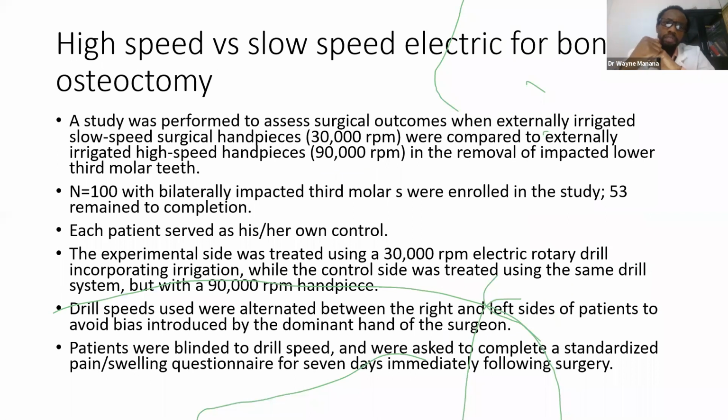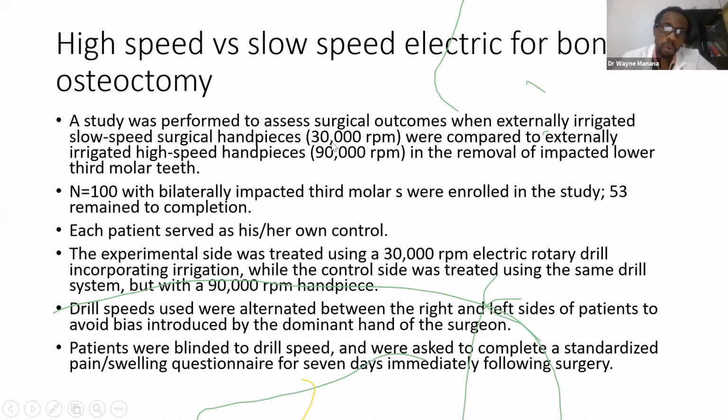So, high speed versus slow speed electric for bone cutting. There is a very huge study that was performed to assess the outcomes if we are using a slow speed surgical handpiece, which is at 30,000 revolutions per minute, compared to a high speed, which is 90,000 revolutions per minute, in the removal of third molars. Let me elaborate here a bit further.